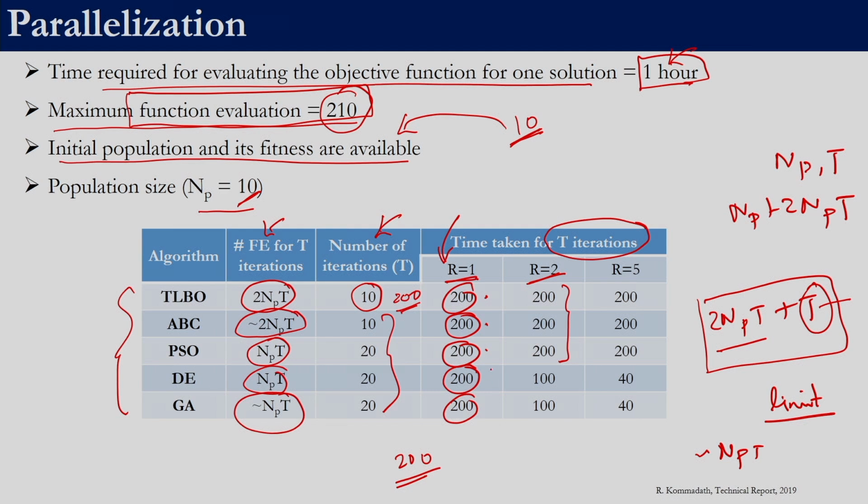whereas in DE and GA, at the end of every iteration we will have 10 solutions. If I have 2 resources, then I will require 5 hours in every iteration, and I am going to perform 20 iterations. So, that is why 100 hours. I can finish the computation in 100 hours, just the objective function evaluation, ignoring the time required for all the other operations. Let us say mutation requires some time, crossover requires some time, that is negligible when compared to this 1 hour to evaluate the fitness function of one solution. So, over here I will require 100 hours.